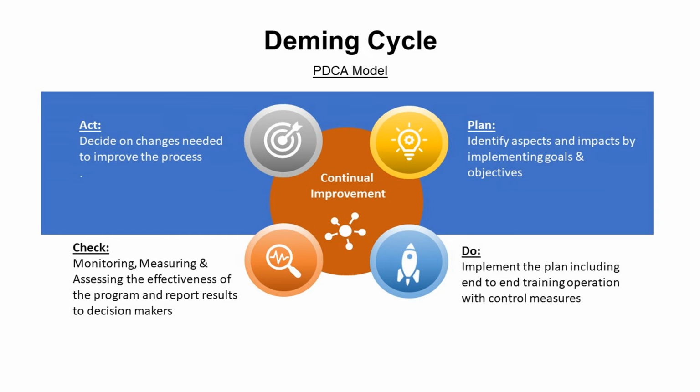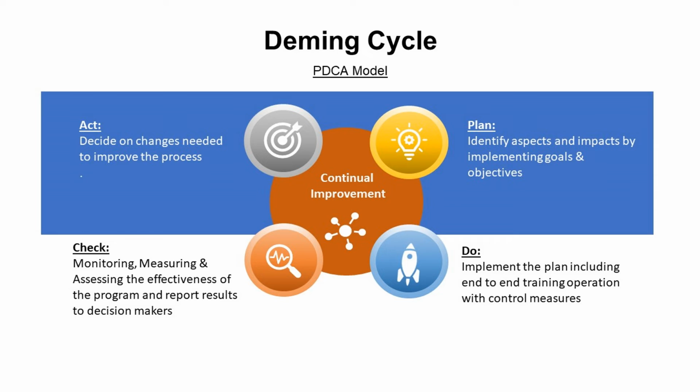So to begin, planning. You need to have planning, right? So P for plan. You need to identify aspects and impacts by implementing your goals or objectives. And the next step would be do. D for do, which means you need to implement the plan, including end-to-end execution. How are you going to execute? What are the measures you are going to take? How are you going to do these projects?